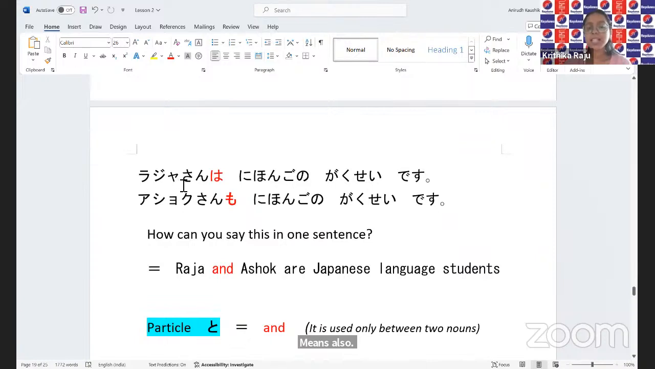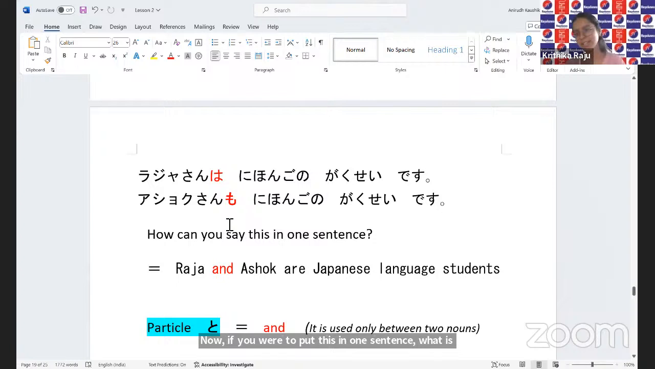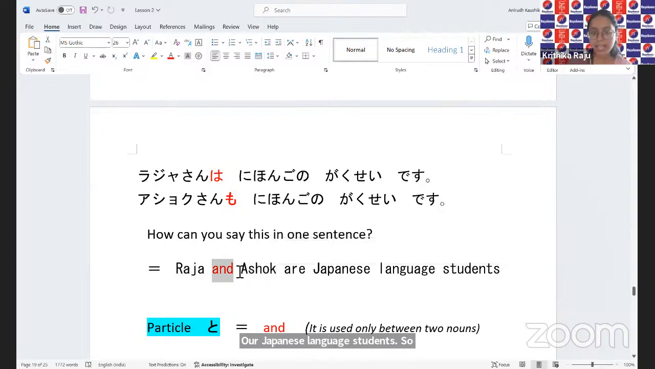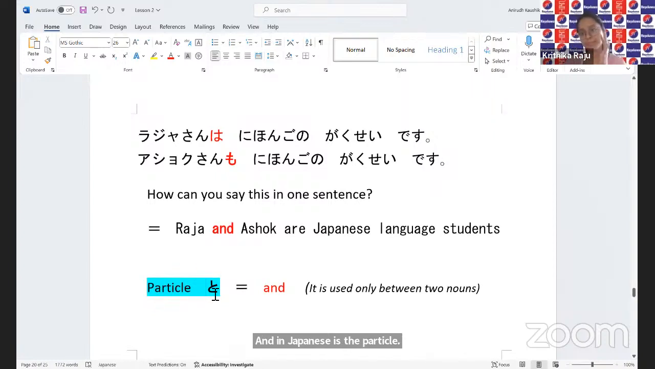So now let's look at this sentence. Raja-san wa Nihongo no gakusei desu. Ashok-san mo Nihongo no gakusei desu. Now, if you were to put this in one sentence, what is the most efficient way of saying Raja is a Japanese language student, Ashok is also a Japanese language student? The efficient way of saying this in English will be: Raja and Ashok are both Japanese language students. In one sentence, it's done. Raja and Ashok are Japanese language students. So Raja-san and Ashok, and in Japanese is the particle to. Between two nouns, in one sentence, you have many words. In this case, Raja is a noun, Ashok is a noun. So between these two nouns, when you have and, in Japanese, you have to use to.